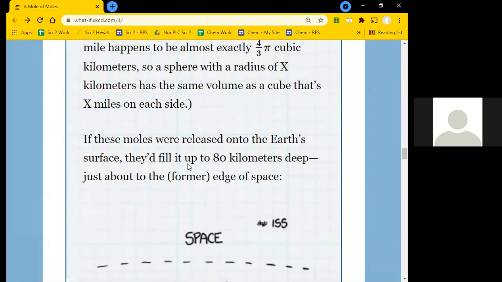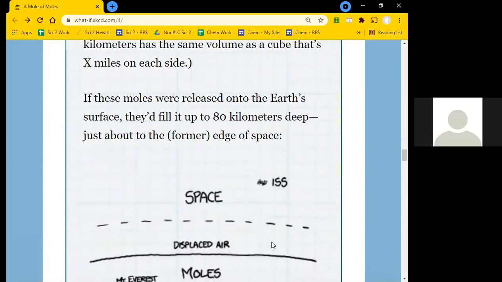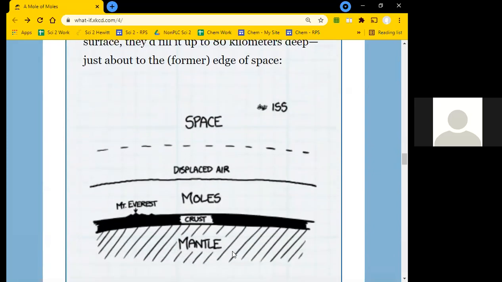80 kilometers deep, just about to the former edge of space. So here's the mantle, the crust, the moles. Moles are thicker than the crust. Then the air gets pushed up, and there's the International Space Station.